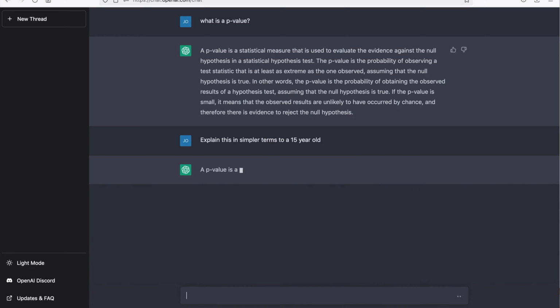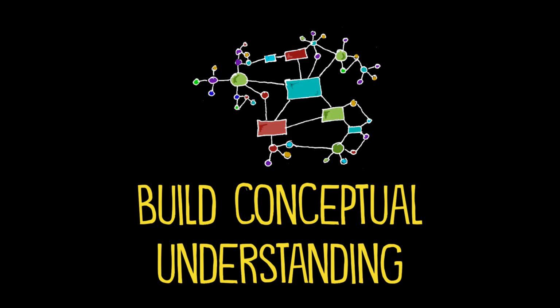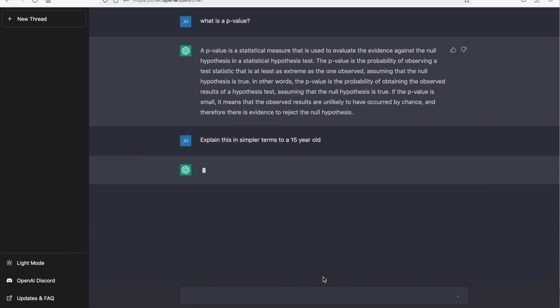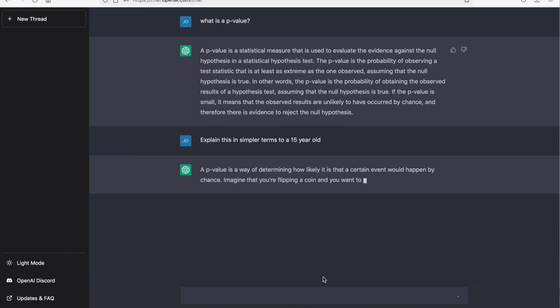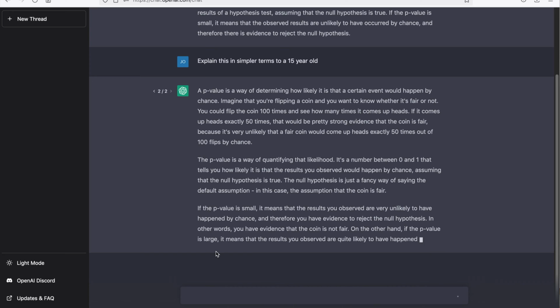And notice, it's going to give me a new answer. And it says, for example, if you flip a coin, now it's giving me a specific example, and I'm using this to try to build some conceptual understanding in math. If I don't like it, I can click the try again button. And it's pretty good. I'm realizing this definition is pretty clear.